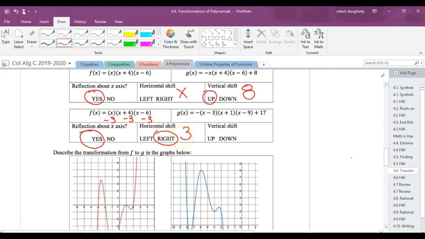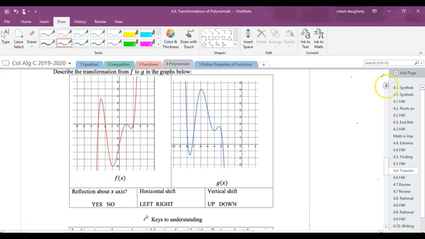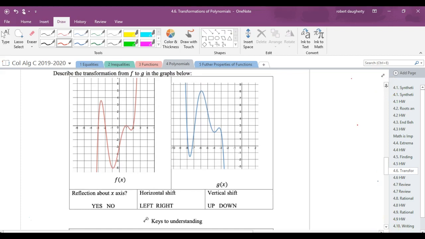And then what does that 17 do on the end? Yeah, up 17. Okay. Now that should just start to feel really like it did with the parent functions. Is that sort of accurate? Okay. And the other kind of transformation you'll need to do is something visual. How do I get from this graph to that graph?